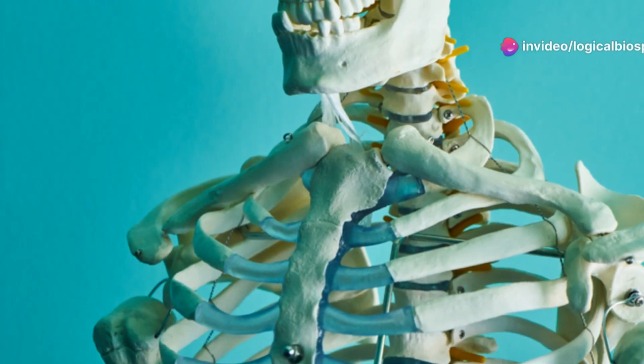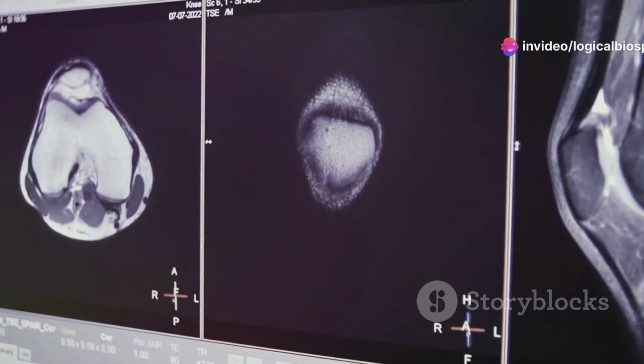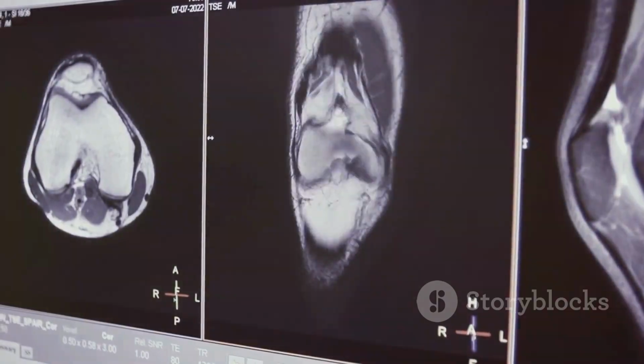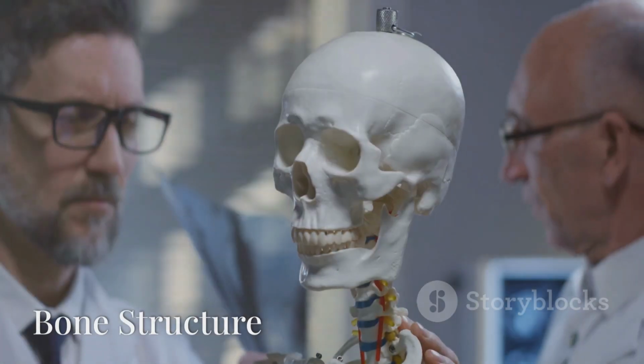5. Sesamoid bones. These are small, round bones that form in tendons. The most well-known sesamoid bone is the patella, or kneecap. They help reduce friction and modify pressure in tendons during movement.